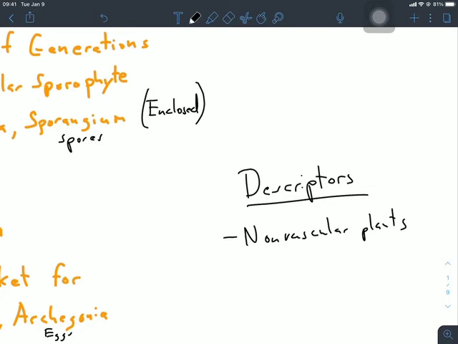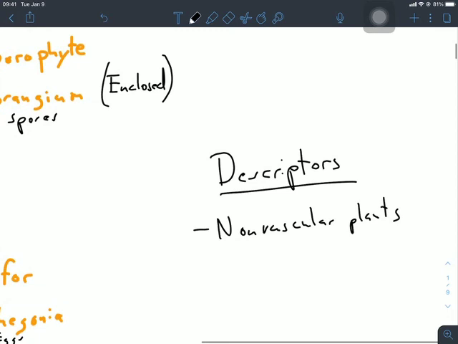One of the things that's also associated with this lack of vascular structure is an absence of lignin. Lignin is one of those important polymers that helps give structure and conductibility to our vascular cells. So, they don't have it, they don't have true xylem, they stay short.